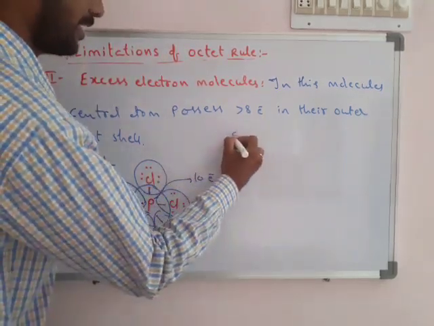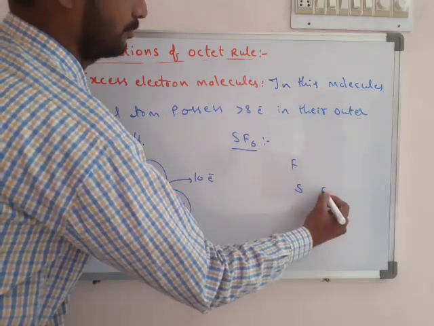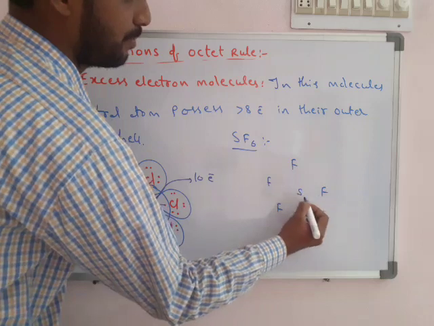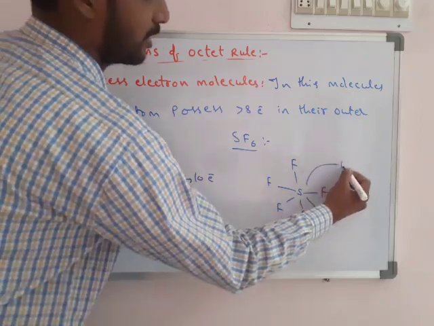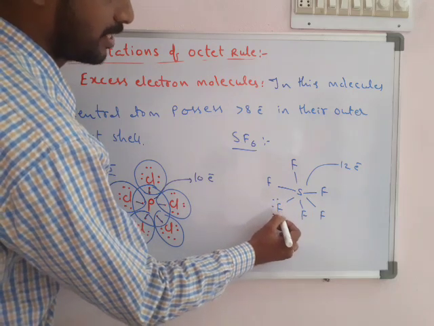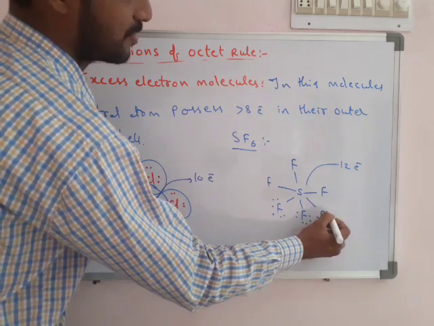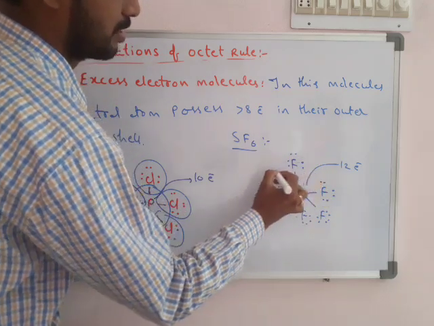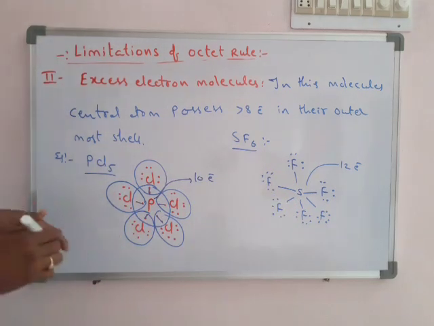And the same example you can write, SF6. In SF6 also the same thing takes place. The sulfur forms six bonds, and it becomes how many electrons around the sulfur? 12 electrons. Fluorine has 1, 2. See here also the fluorines are satisfied by octet, but sulfur is over satisfied with 12 electrons. Here sulfur is deviated from the octet rule.